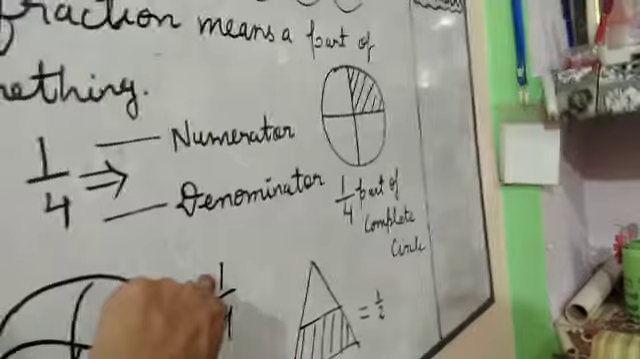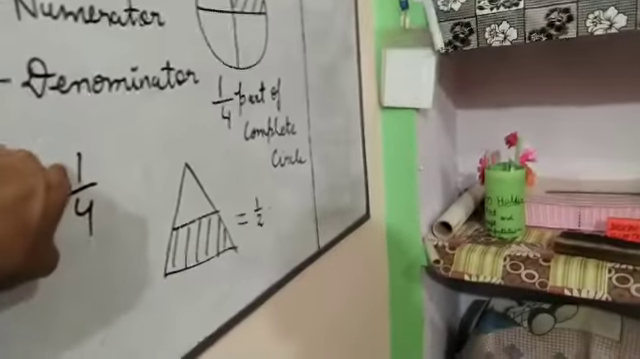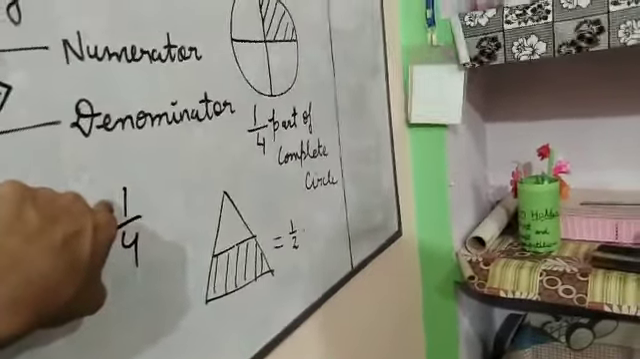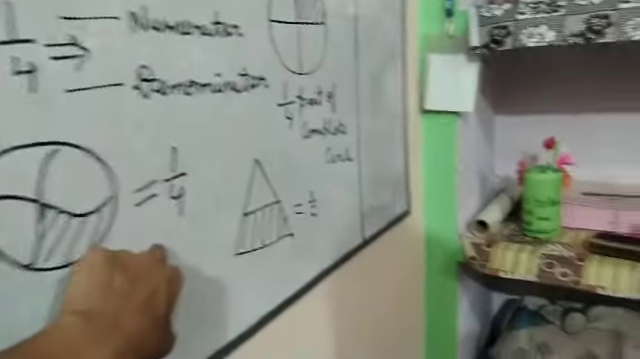Let me check one more thing. Niharika, this one is called numerator or denominator? And this 4 is denominator, right?